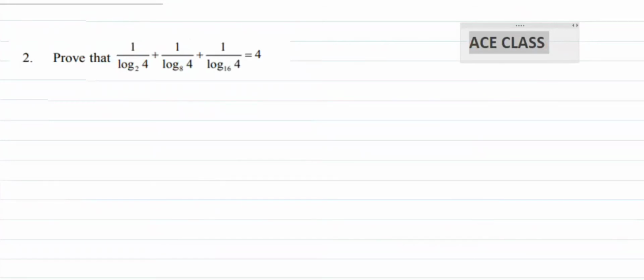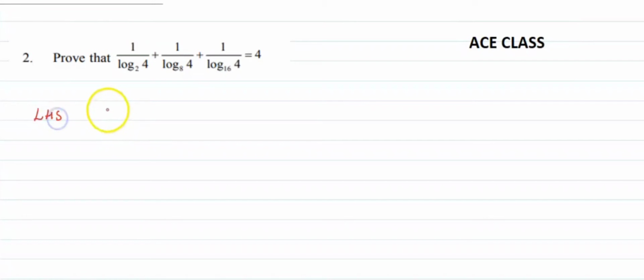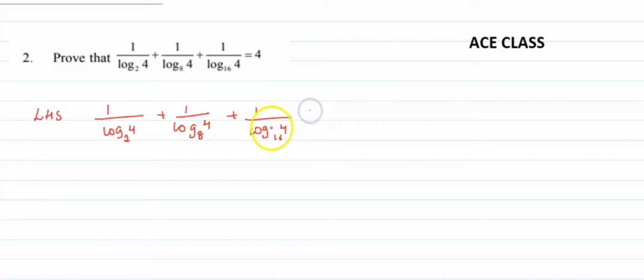Prove that 1 by log 4 to the base 2 plus 1 by log 4 to the base 8 plus 1 by log 4 to the base 16 is equal to 4. So when I consider my LHS, that is 1 by log of 4 to the base 2 plus 1 by log 4 to the base 8 plus 1 by log 4 to the base 16. In order to add, your bases should be the same. Here my base is not the same. Whenever you are adding logarithms, your base should be the same. Here the bases are not the same.